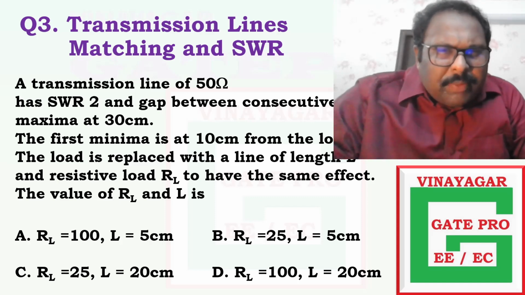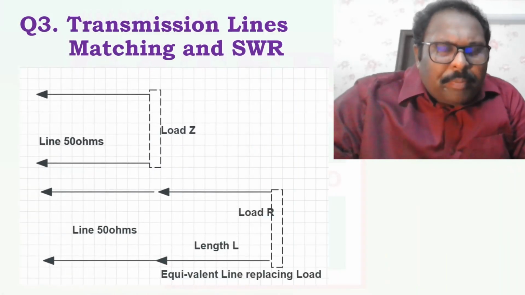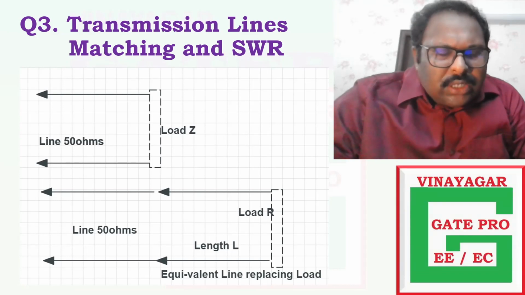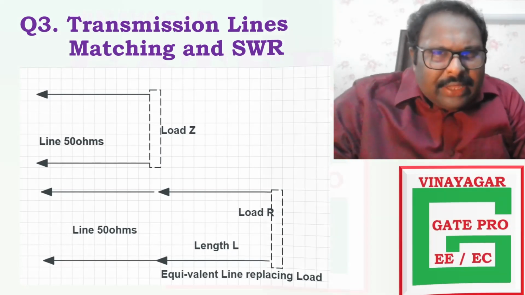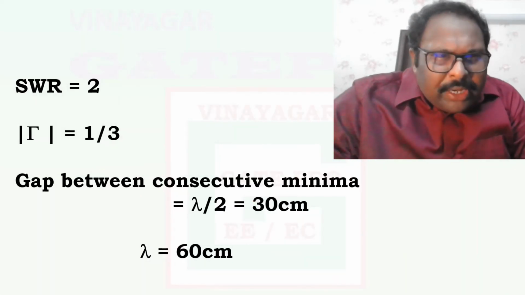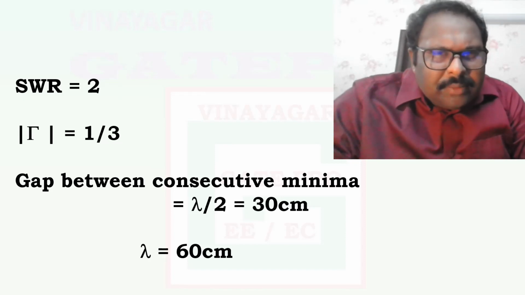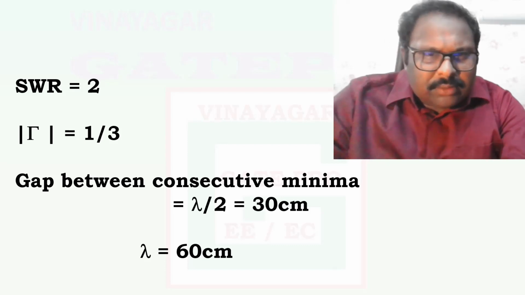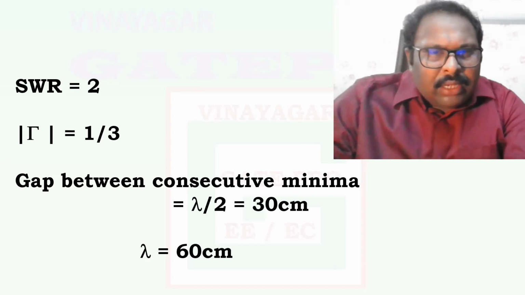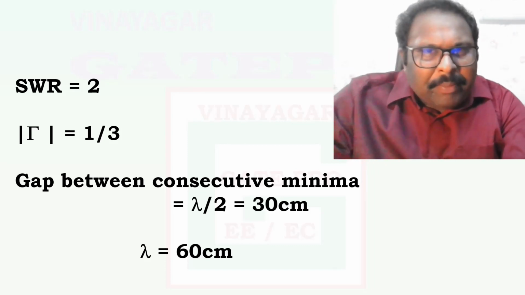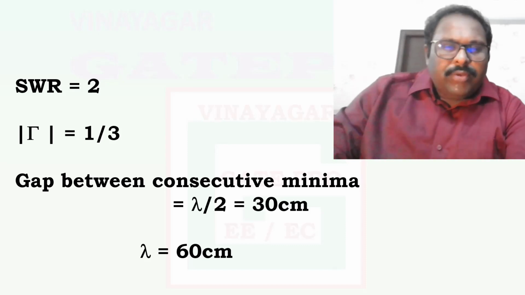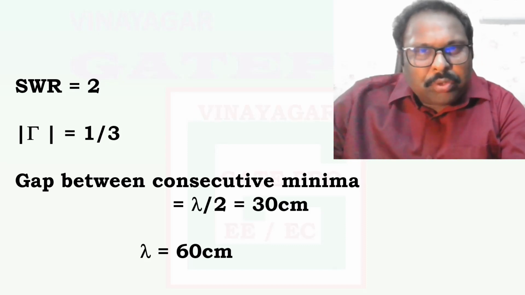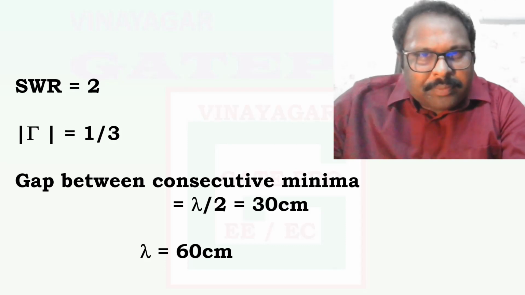But if you go more systematically, more technically, this is the way of proceeding. Technically, SWR being 2, reflection coefficient is 1 by 3. And gap between consecutive minimas is lambda by 2, because in a standing wave, between two minimas or maximas, it is lambda by 2. So lambda is 60.